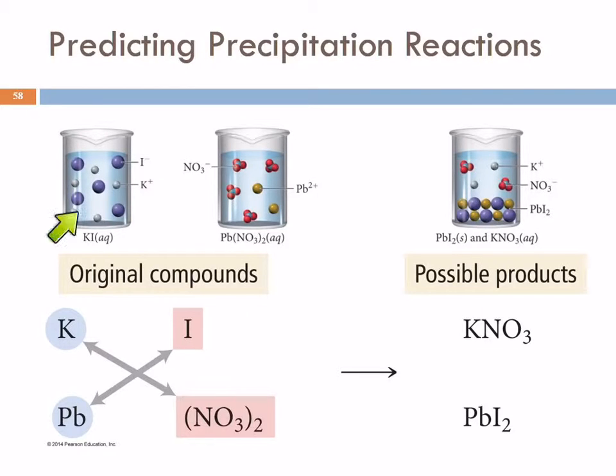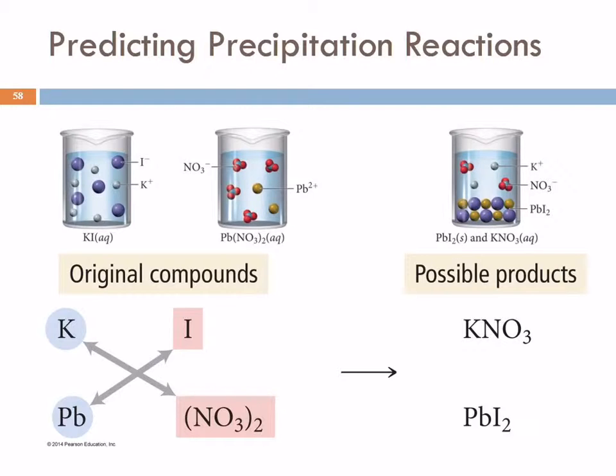We need to look at the original compounds. So we had potassium and iodide in solution. If we look at the rules, that's going to be aqueous. So we have potassium and iodide. And then we have lead-2 and nitrate. And that's a soluble ionic compound. So we've got lead-2 and we've got nitrate. So the possibilities here are that we're just going to swap ions.